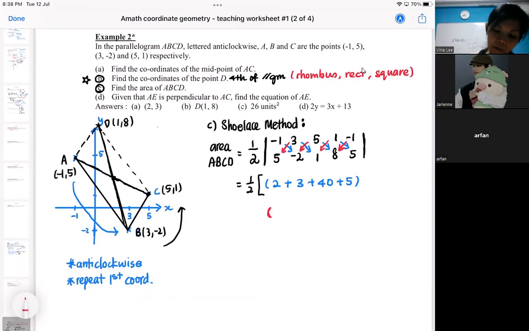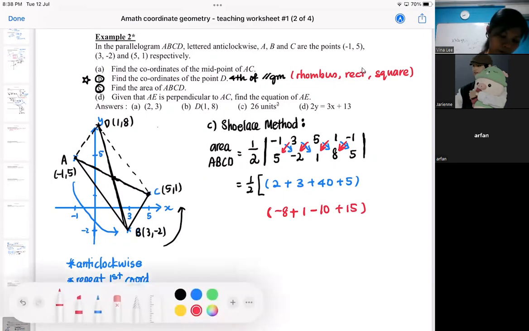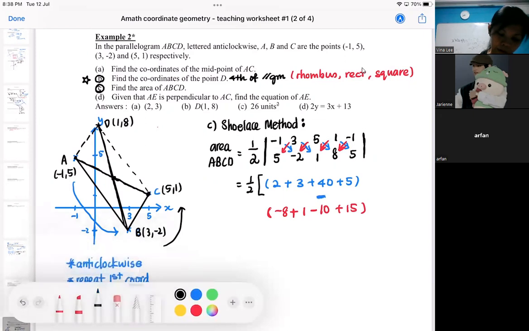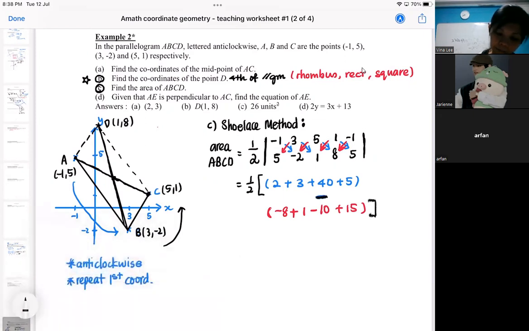So look at the back arrows. This one is a -8. This is a 1. This is a -10. So the blue arrows are going to subtract the red arrows. Okay, you go and punch the calculator, you will get a 26.